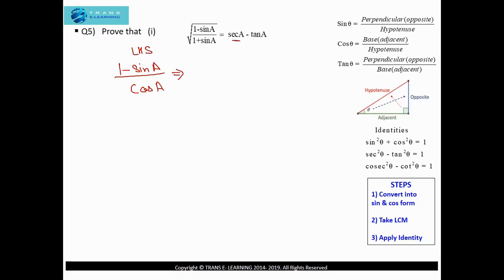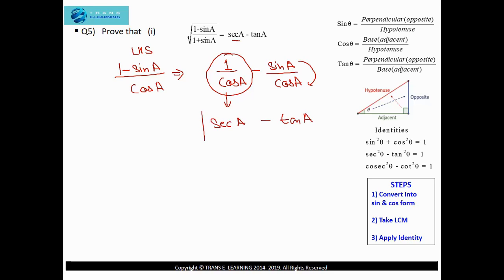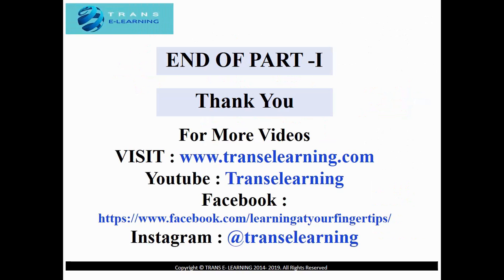So what I'm going to do now, I'm going to separate the denominator. That means I will write 1 upon cos a minus sine a upon cos a. So now as we know that 1 upon cos a is equal to secant a, and sine a upon cos a is equal to tan a. So now this gives us the right hand side. So the left hand side is equal to right hand side, hence proved. Part 1 ends here.